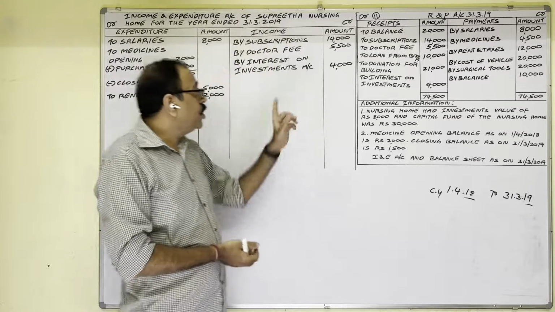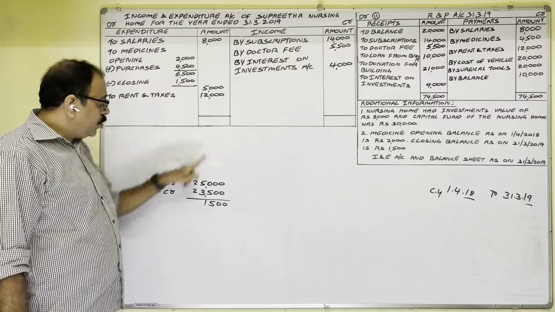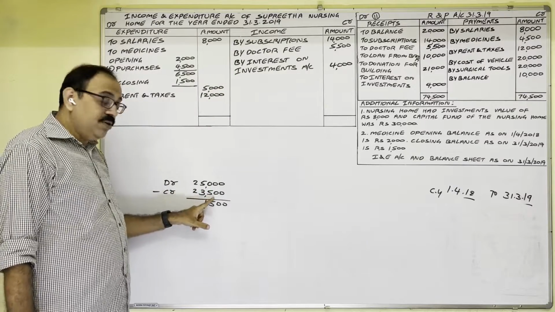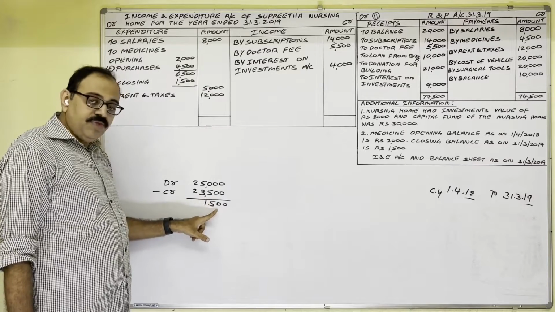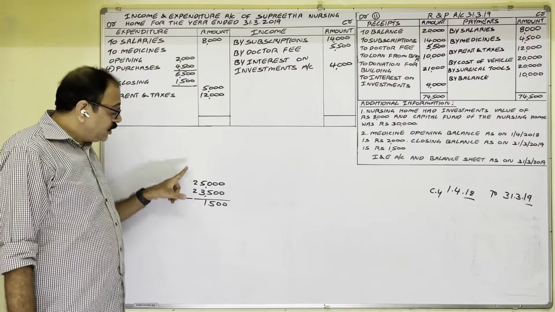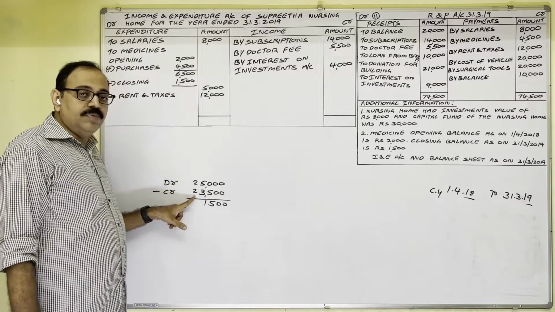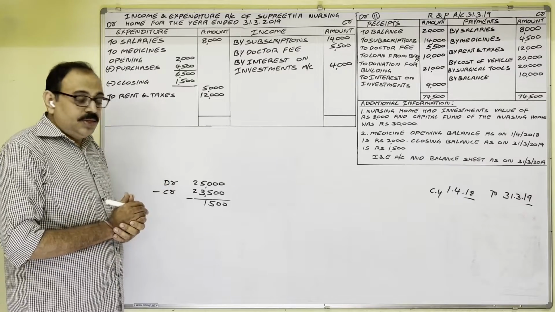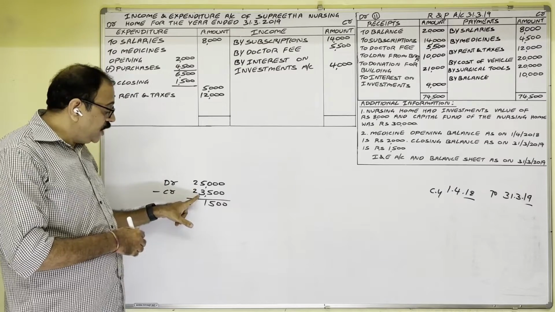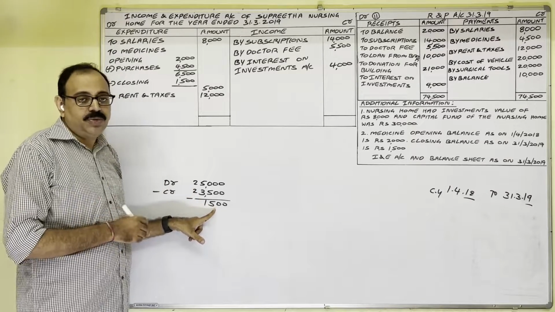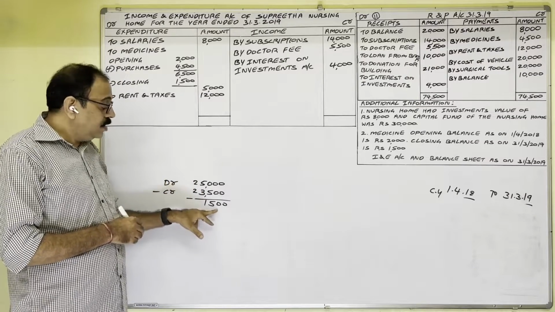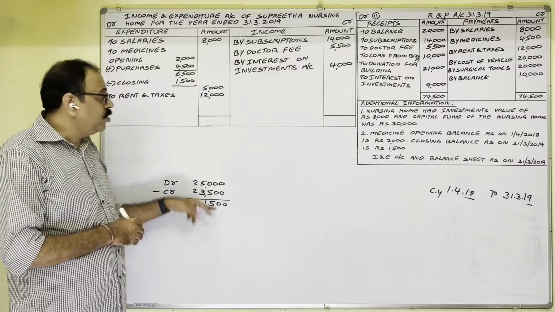Finally, we have to find out the totals of the two sides. Debit column total is 25,000 rupees. Credit column total 23,500. So the difference is 1,500. Expenditure total is more than income total. So excess of expenditure over income is known as deficit. So deficit, which side should we write? Credit total is less, so on the credit side, this 1,500 deficit we have to show. Suppose income is more than expenditure, then surplus comes. That amount on the debit side we have to show.